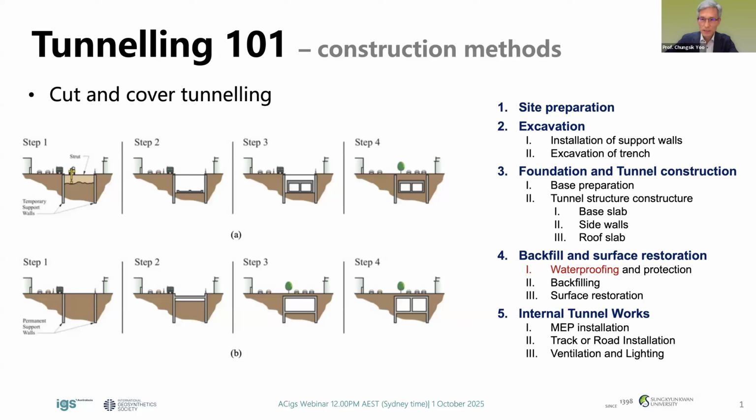Cut and cover tunneling is typically used for shallow tunnels and involves excavating a trench and constructing the tunnel structure within it, and then backfilling over the completed tunnel structure. Here, the waterproofing is done with geosynthetics, which are typically placed around the exterior of the tunnel lining before backfilling. This method is widely used in urban environments for metro stations, underpasses, and also utility tunnels where surface disruption is manageable.